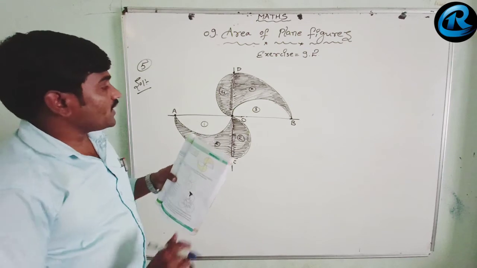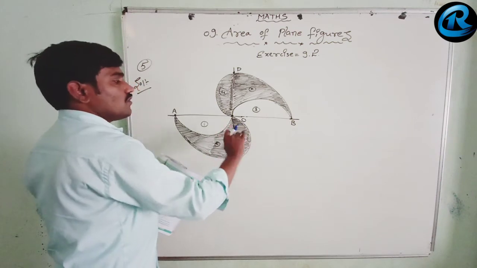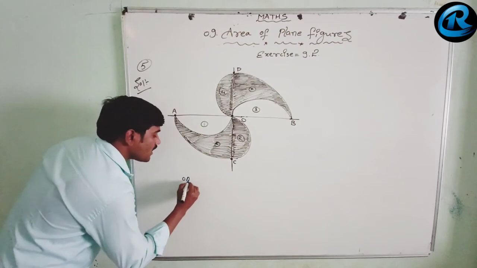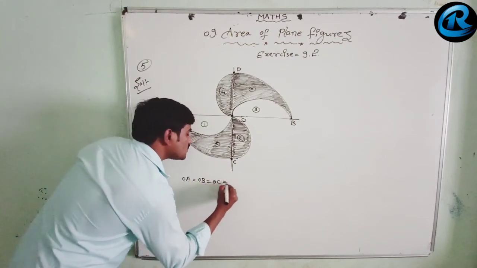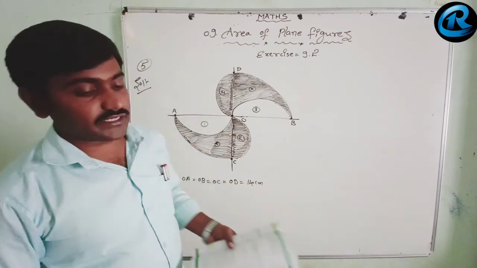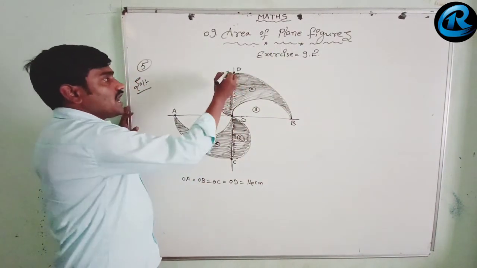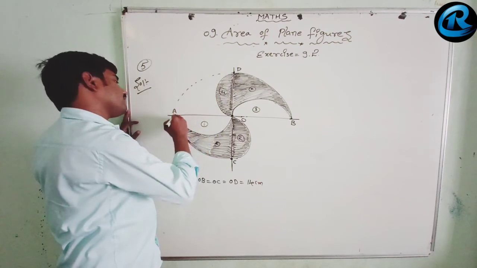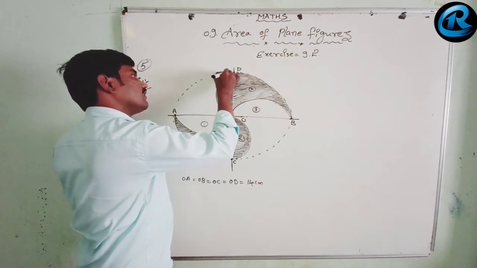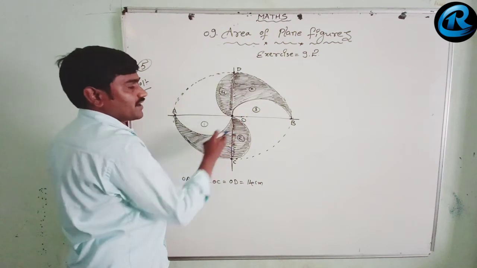So OA equal to OB equal to OC equal to OD equal to 14 centimeter. Now we have to find out the shaded region here. See, actually the circle will be like this. This is a complete circle actually. From this only these parts are shaded.